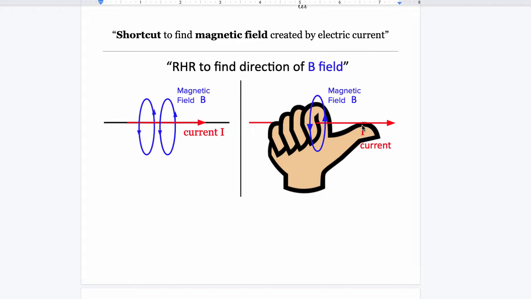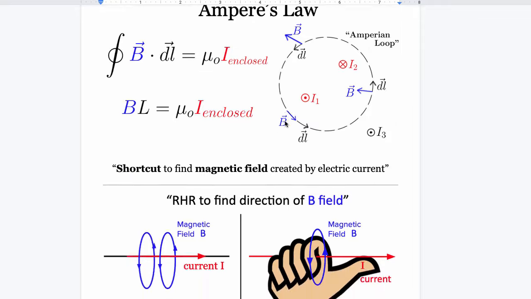So if you put your right thumb along the direction of the current, your fingers will wrap around in the direction of the magnetic field that's created by that current. So this is just something that helps out. Okay, let's look at the Ampere's law problems.